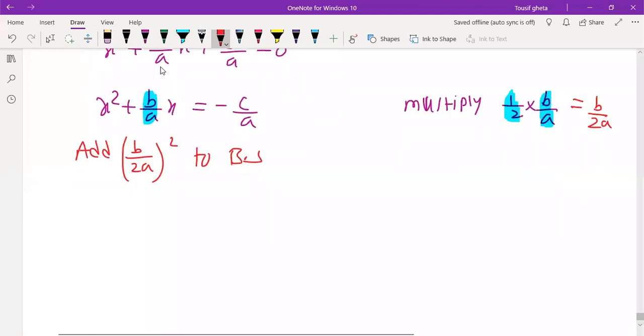Remember, square of that. First step is what? You will divide by a. Second step, you will multiply 1 by 2 with the coefficient of x. So x square plus b by a x plus b by 2a whole square. I added this on the LHS side. Now I will add on the RHS side.